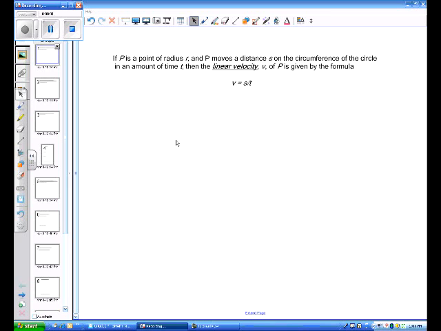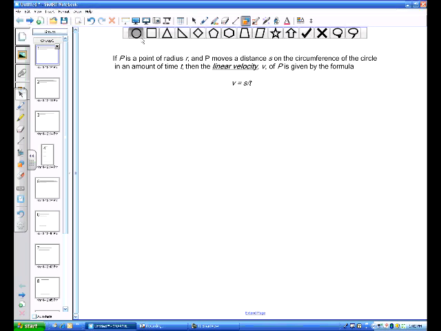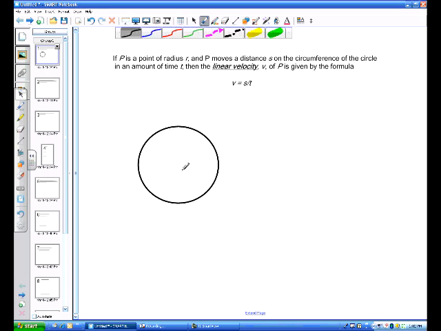In past lessons, we've talked about circles and finding the distance on the arc of a circle for a given angle. What we want to do now is cause that point on the edge of the circle to move, and that's going to create what we call linear velocity. So if we have a circle of radius r, and P moves a distance S on the circumference of the circle.